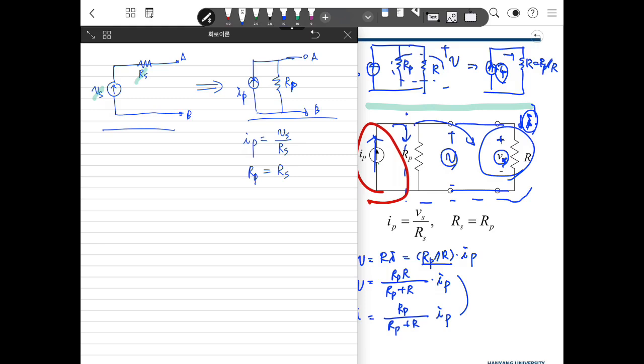Another way, if we have a current source and parallel connected resistor circuit, then we make the same source with a voltage source. Then you have to define the Vs. Vs will be Rp times Ip, and Rs should be the same as Rp. We call that source transformation.